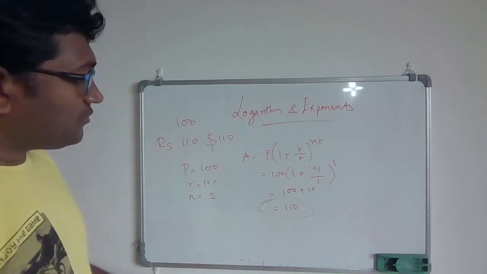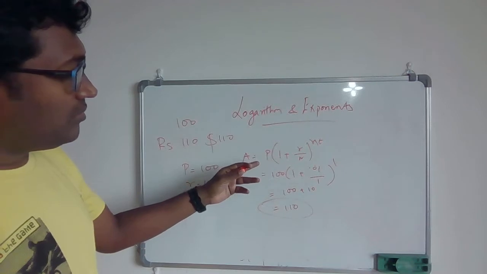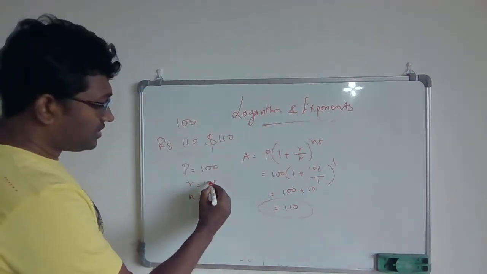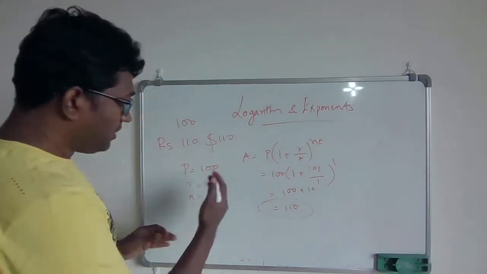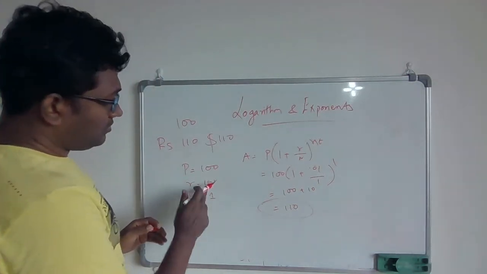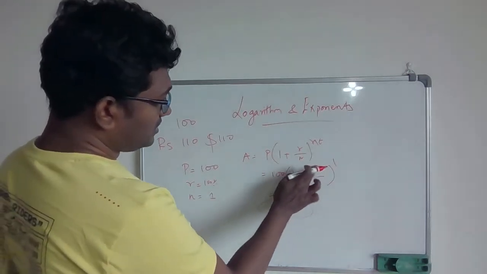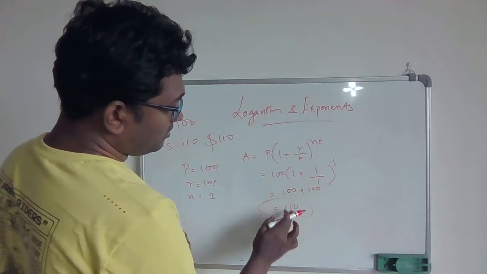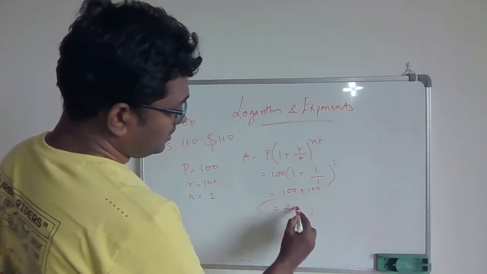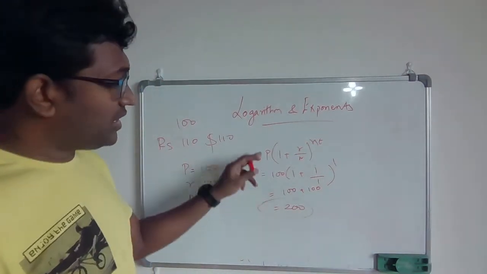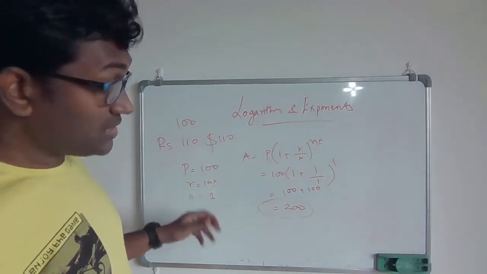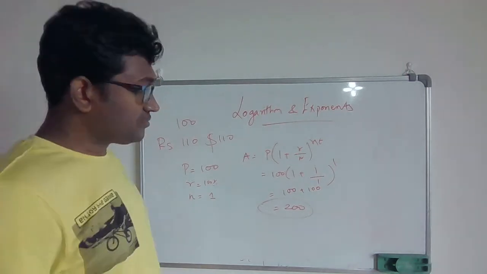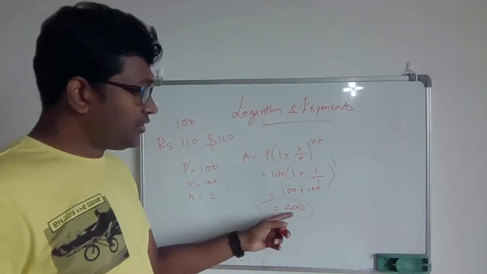Now, instead of 10% interest, let's say the bank gives you 100% interest. No bank is going to give you that, but it's assumed. So this becomes 1, and this becomes 100 plus 100, and your money becomes 200. Which means your money is doubled at the end of the year. If the bank gives 100% interest, you double your money.